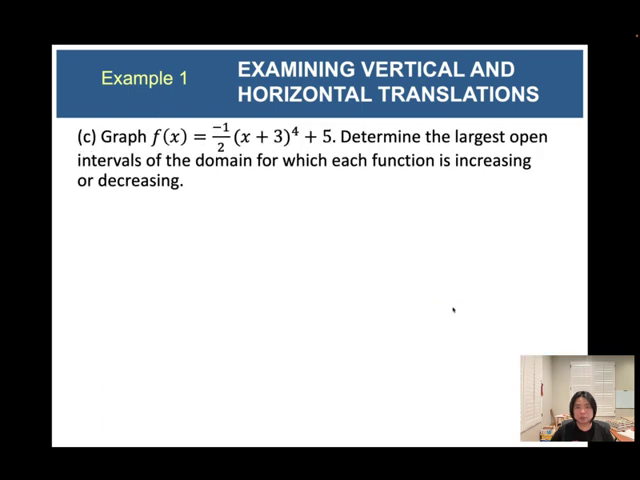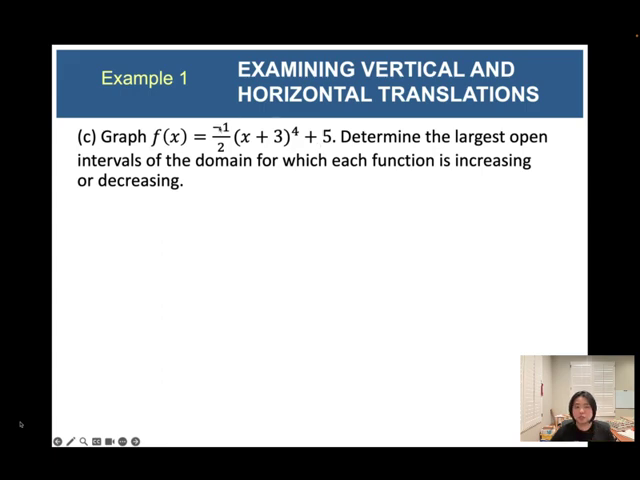This one, graph of f of x equal to negative 1/2 times x plus 3 to the power of 4, plus 5. This is to the power of 4, so it's an even function. It looks like the U shape. First, x plus 3 is within the exponent, so we shift to the left 3 units. Then we add the constant 5, so we shift upward 5 units.